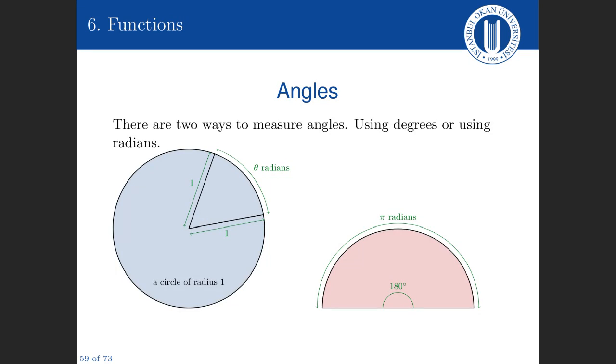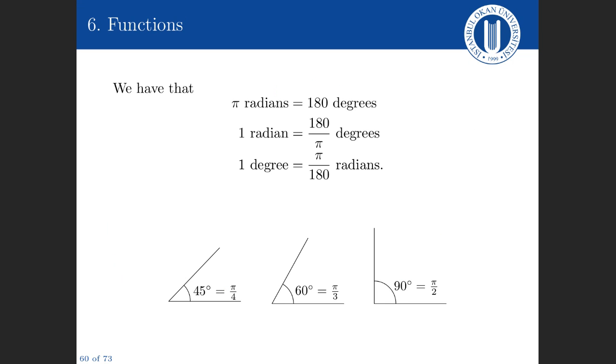So, for example, look at the second picture. I have half a circle. We know that this angle in the middle of the circle is 180 degrees. And we know that the distance around the outside of half of a circle of radius 1 must be pi. So 180 degrees is the same as pi radians. Pi radians is the same as 180 degrees.